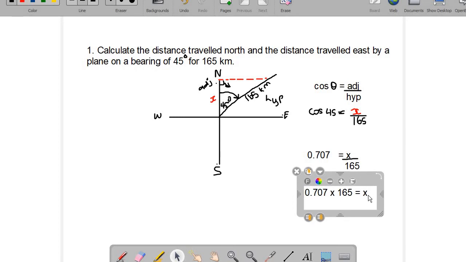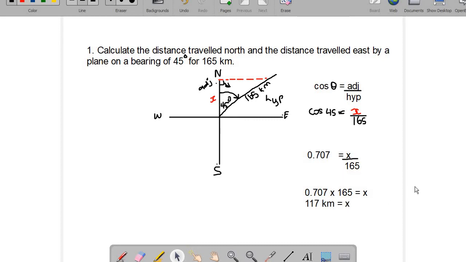Okay, so all I have to do now is multiply, and when I multiply, I got 116.6. Let me round it to the nearest whole number. So I'm going to round 116.655 to 117. And I'm going to put my units there, kilometers.